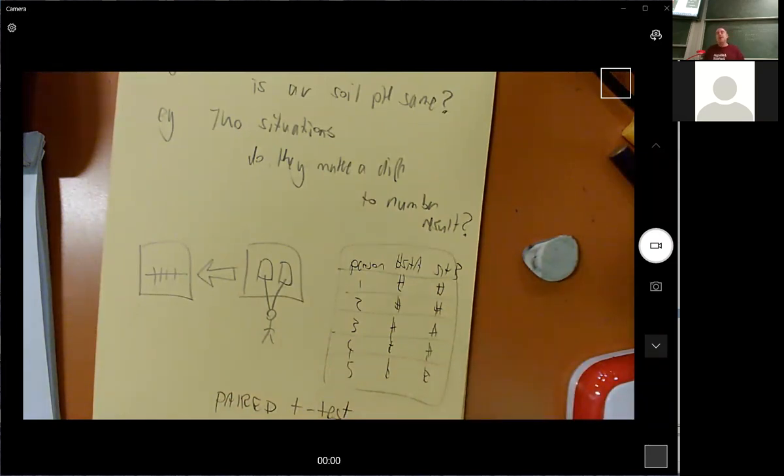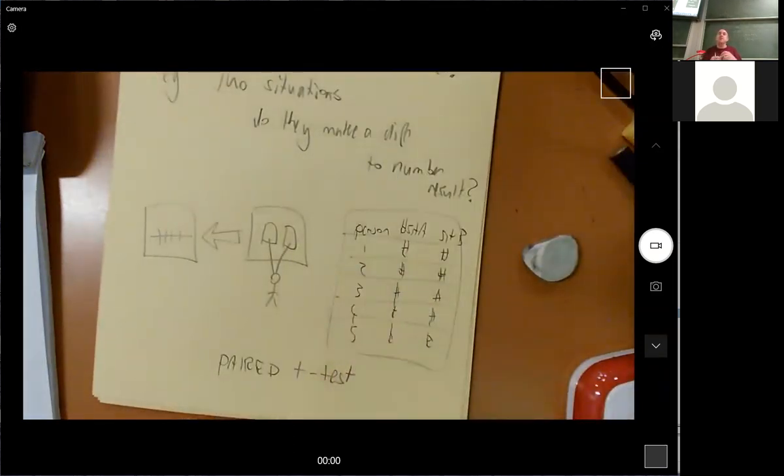The pair that they're referring to in the name is the pair of data that each person has. Every person has a pair of numbers, or petri dish, or factory, or day, it doesn't have to be people. Pair of numbers. That's why it's called a paired t-test, because the numbers are paired up because they belong to the same individual.